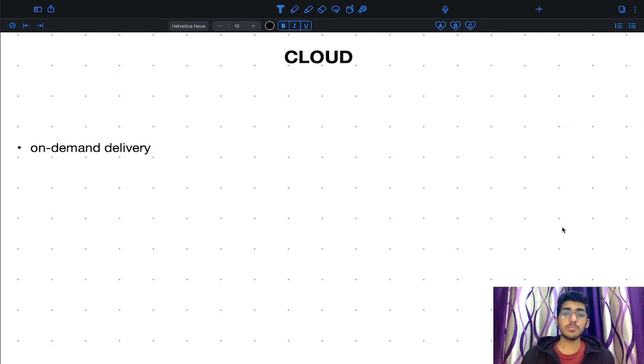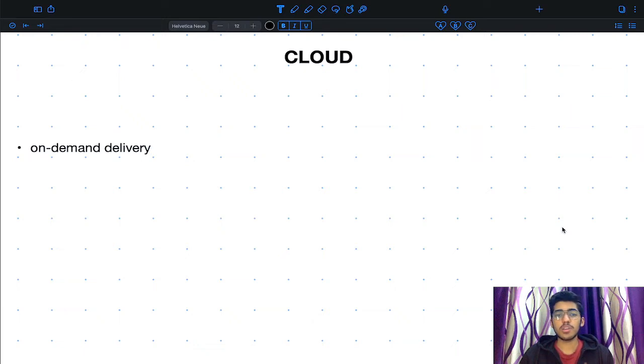Now the basic principle of cloud computing is what is called on-demand delivery. By on-demand delivery, what I mean is that, for example, you are a particular organization and you are in need of some services. For example, database storage, compute services, you need a deployment platform. These are some of the services that you are in need of, right?